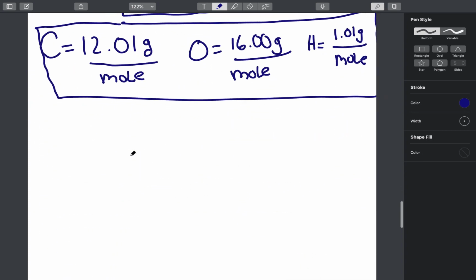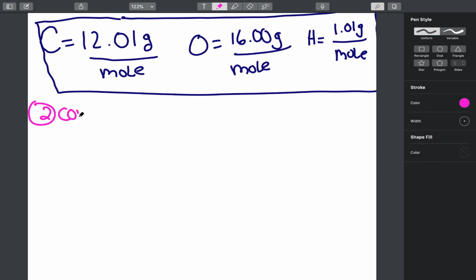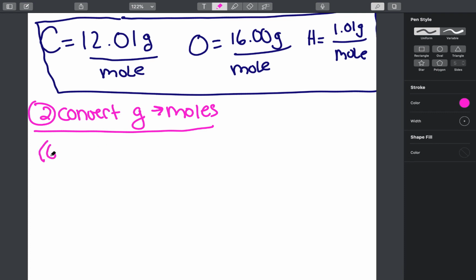Okay, so the second step in order to solve these types of problems is to convert grams to moles. So we have to convert the grams to moles. Let's start off with methane. We started off with 6.00 grams of methane.